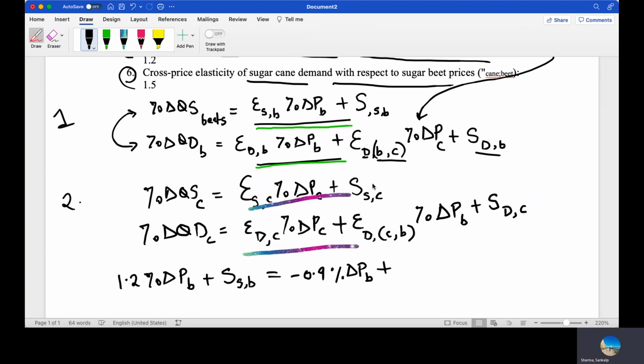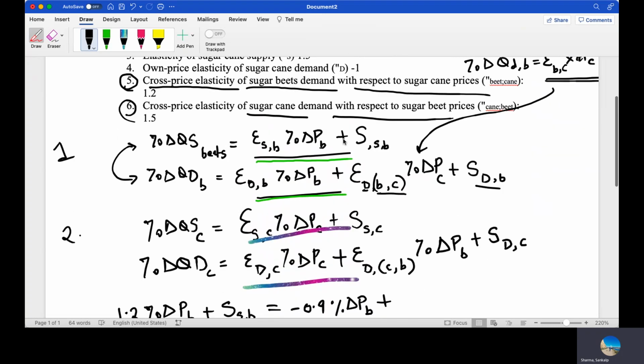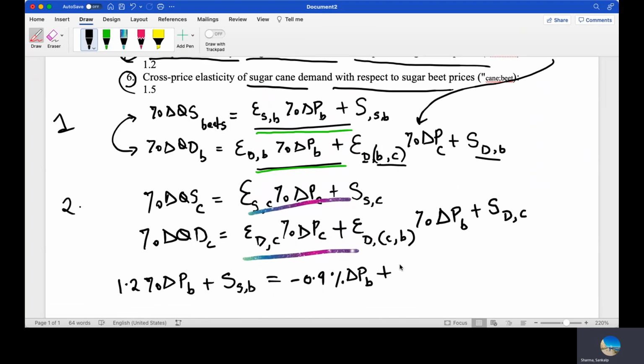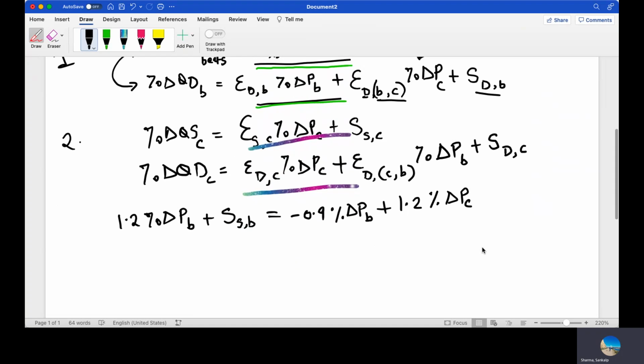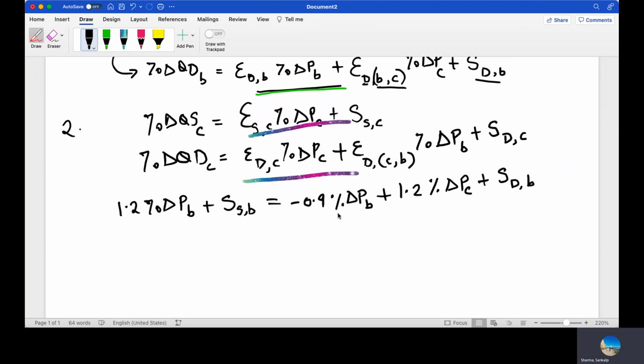And then we have the cross price term. It's just this term right here. So what is the cross price elasticity? Well, we already talked about it. The cross price elasticity is 1.2. So 1.2 times the percentage change in the price of C. Again, this is something that we're also trying to figure out. We don't know what that is. And then whatever the shock in demand for beets is. Okay, so that'll just be your first market, the market for beets.